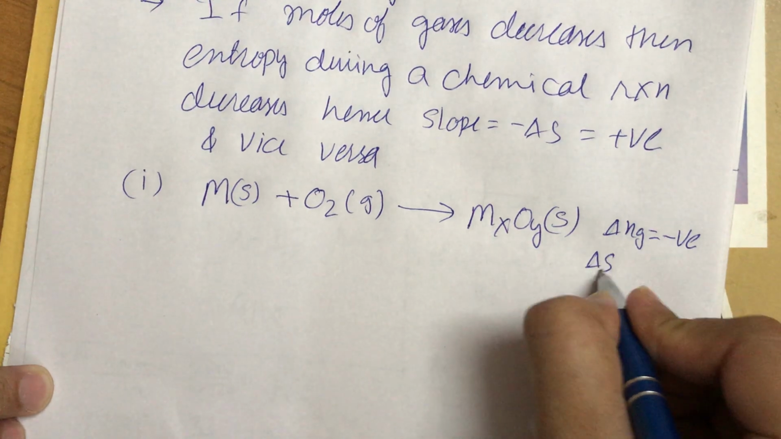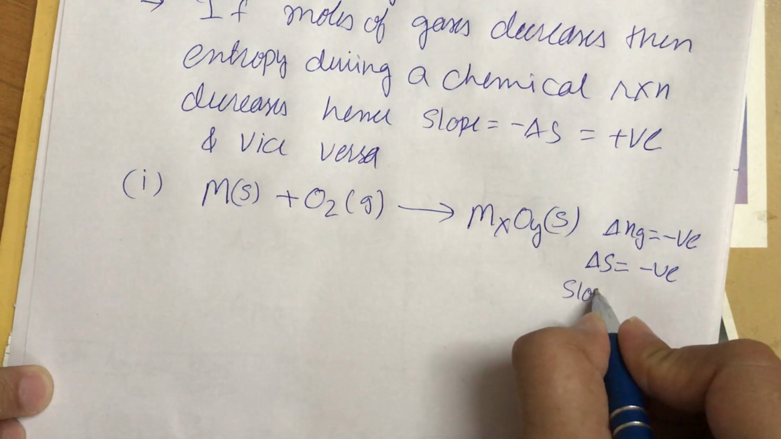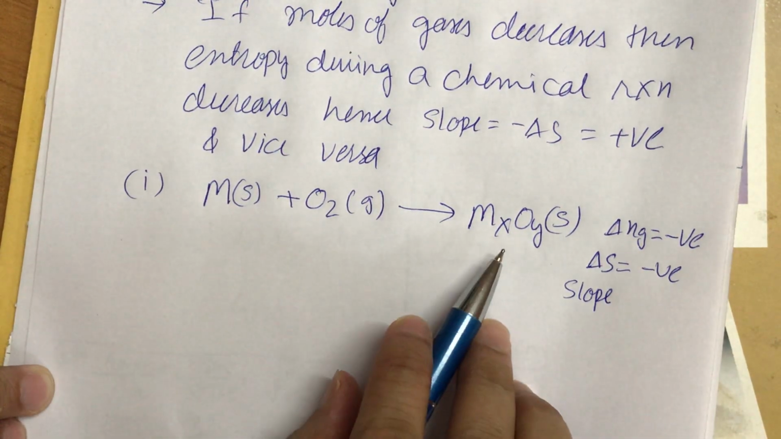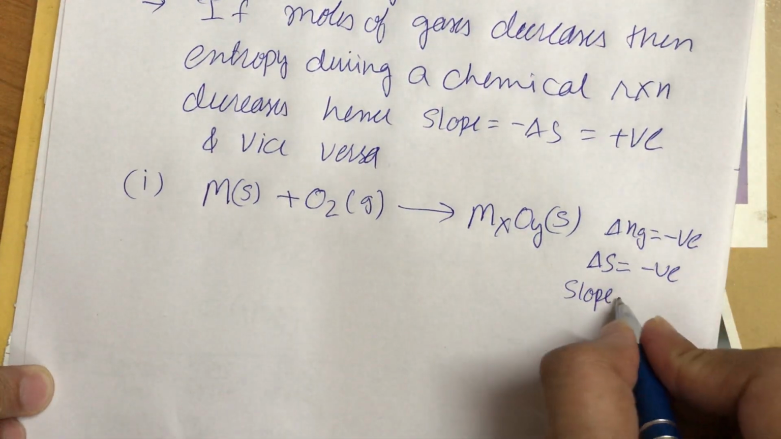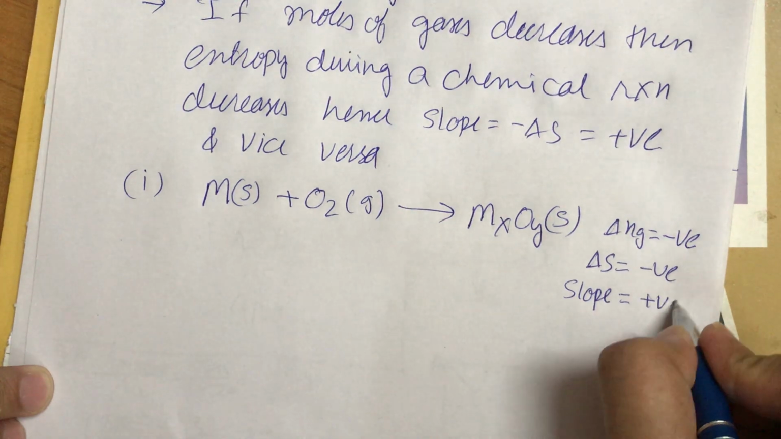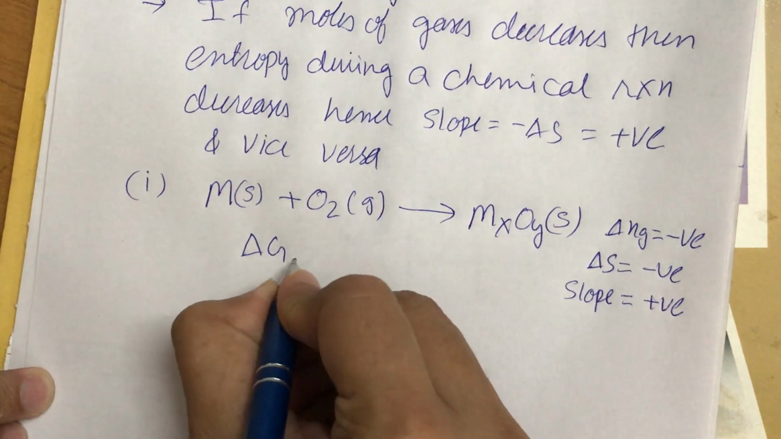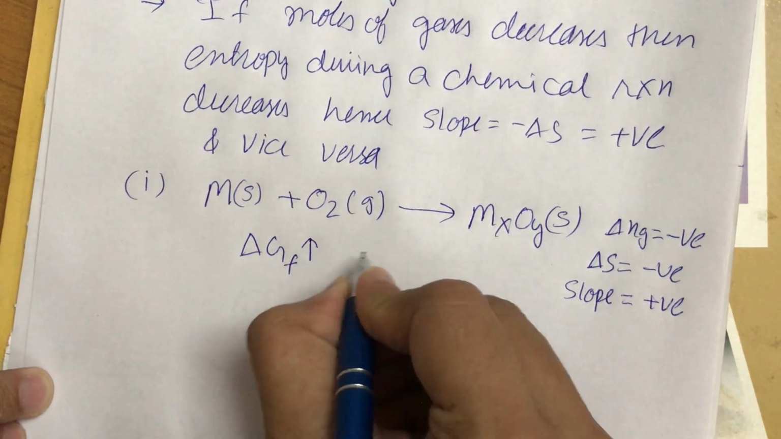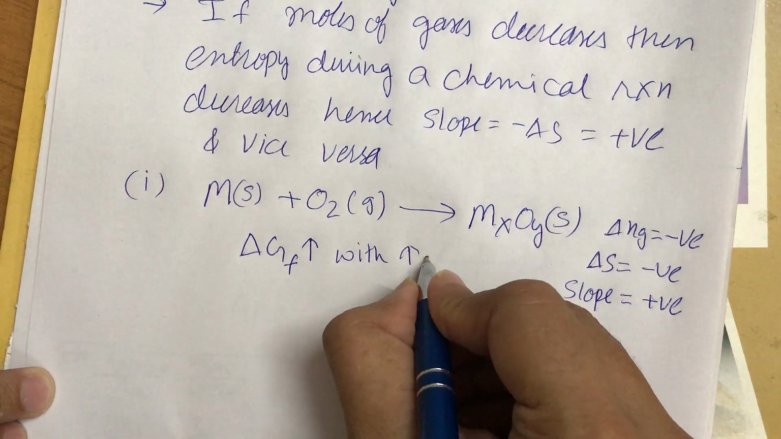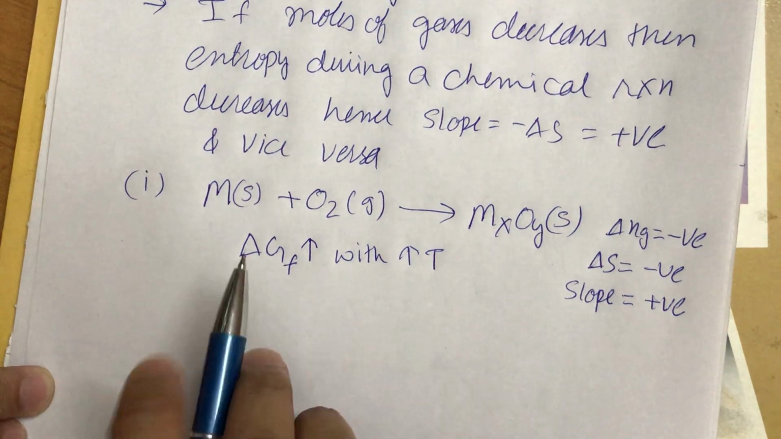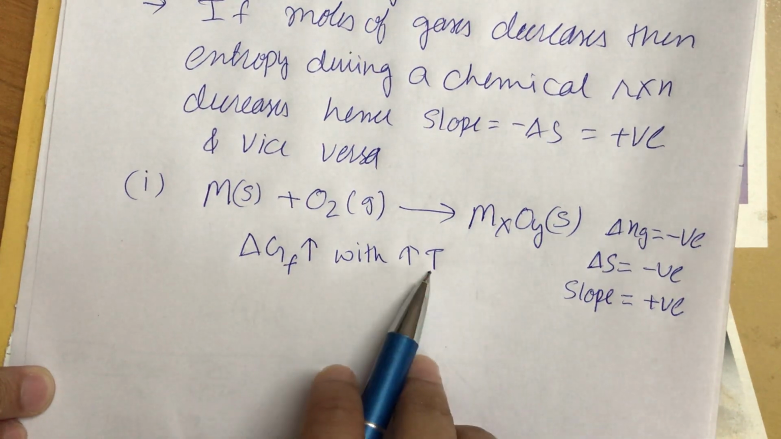If delta Ng is negative, delta S will be negative, and the slope of delta G for this formation reaction of the oxide, which is minus of delta S, will be positive. That means if we increase the temperature, delta G of formation increases. So this is the formation reaction for a metal oxide. Delta G of formation for a metal oxide increases if temperature increases.